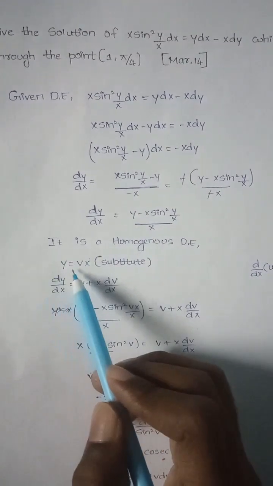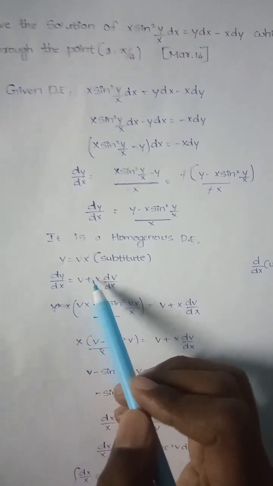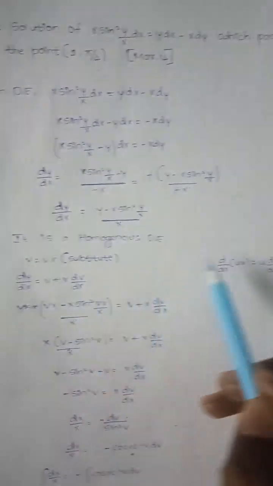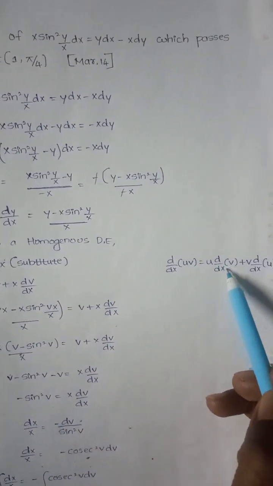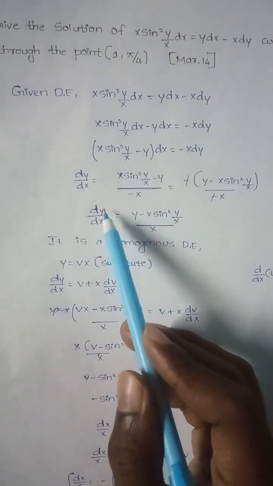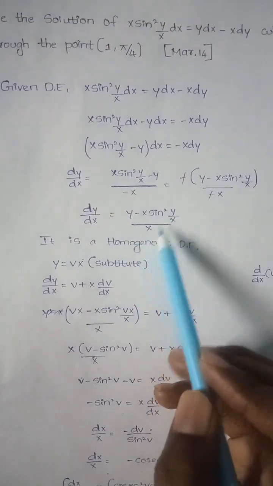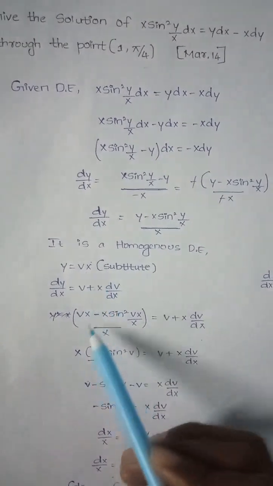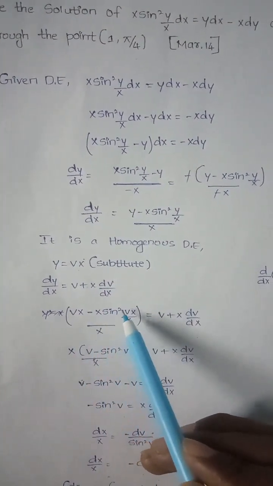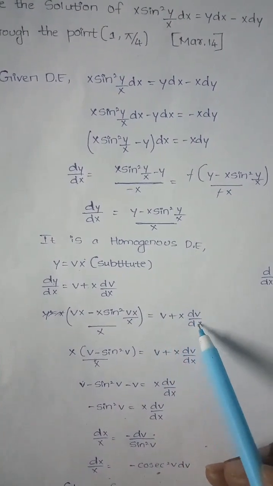Now differentiating y equals to vx with respect to x, we get dy by dx is equals to v plus x into dv by dx, since we know that d by dx of uv is equals to u into d by dx of v plus v into d by dx of u. Right, now we have dy by dx is equals to (y minus x sin square (y by x)) by x. Now substituting y equals to vx, we get (vx minus x sin square (vx by x)) by x is equals to v plus x dv by dx.